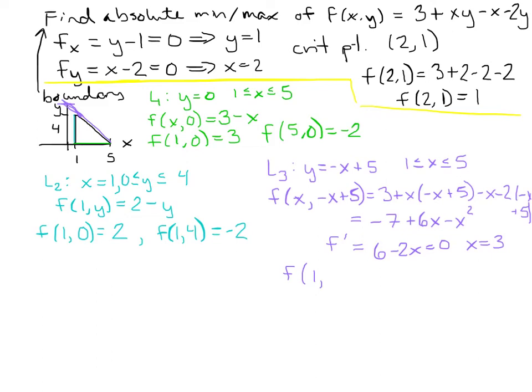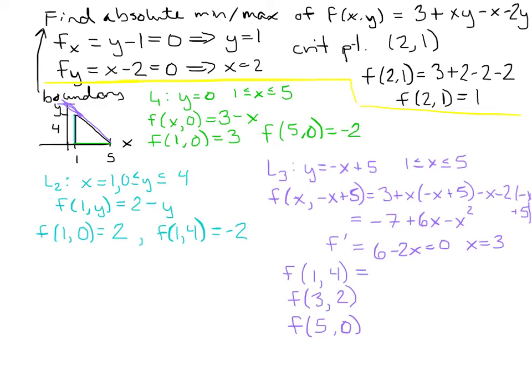And when x is 1, here's my y value, which is negative 1 plus 5, so that's a 4. Then I need to check the value of the function when x is 3. 5 minus 3 would be 2 for the y value. And the value of the function at 5, 5 minus 5 would be 0.